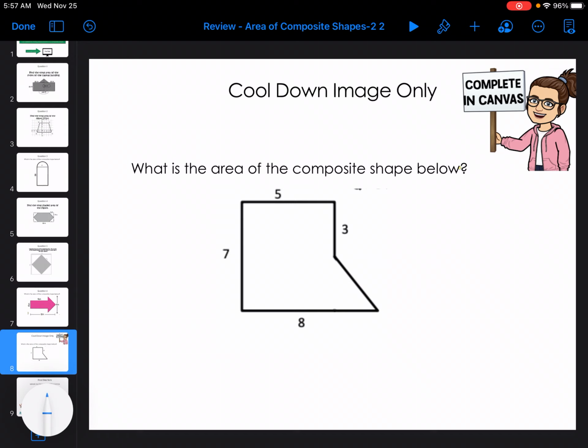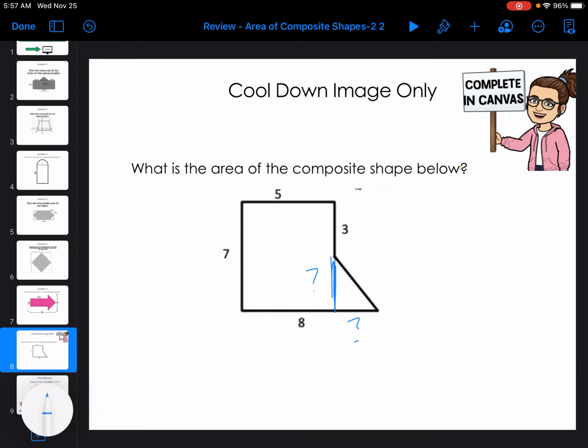All right, so for your cool down today, you're going to want to split it up into 2 shapes that you know. You're going to need to figure out this side and this side using subtraction. And then you're going to add your shapes together.